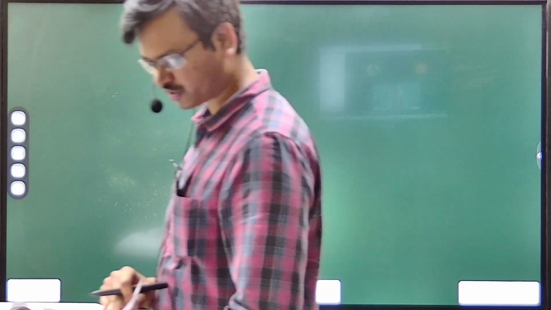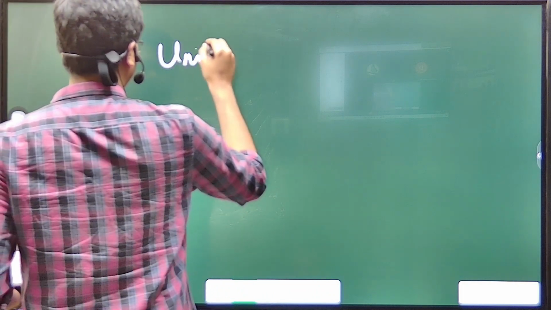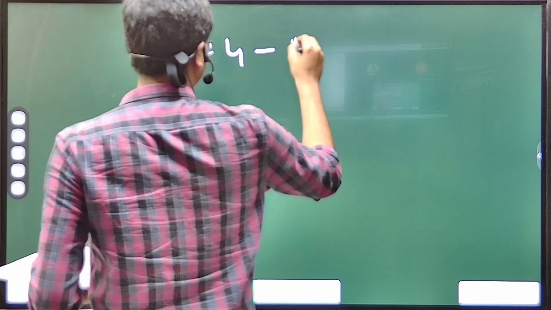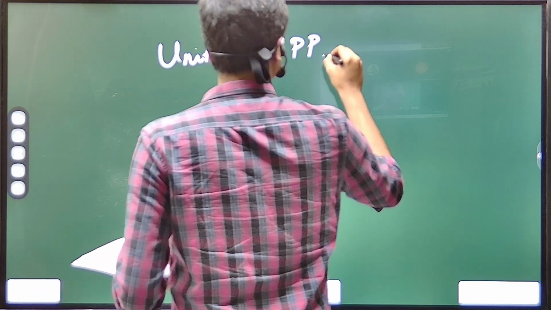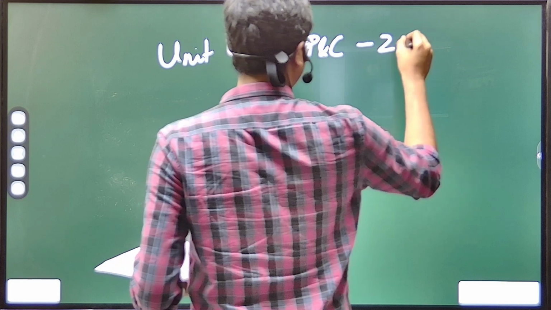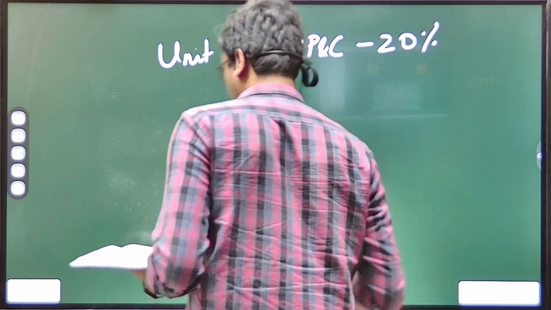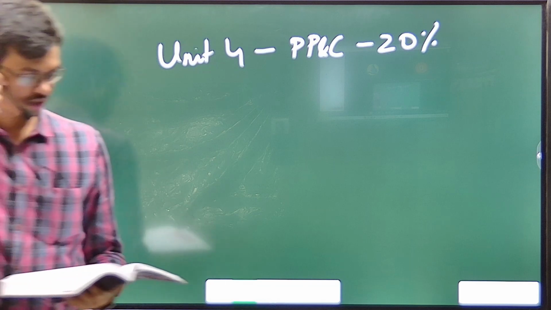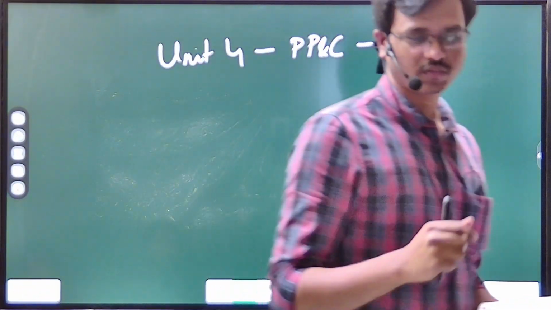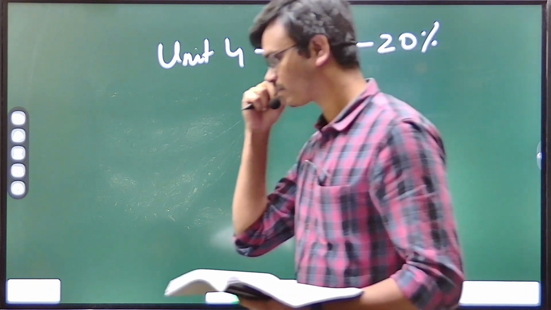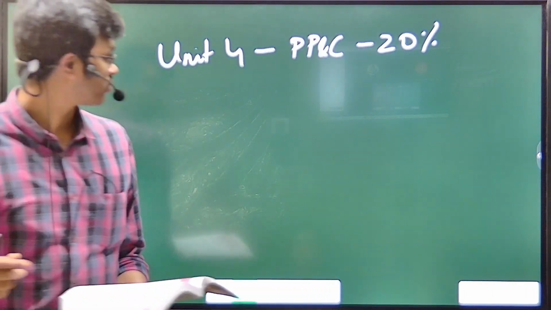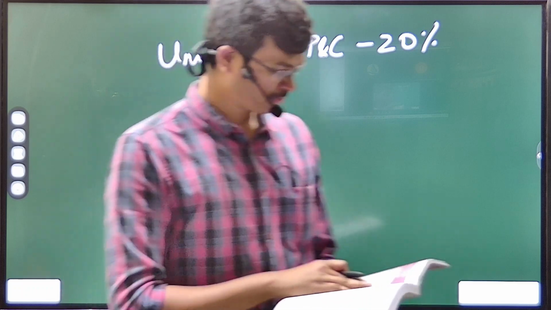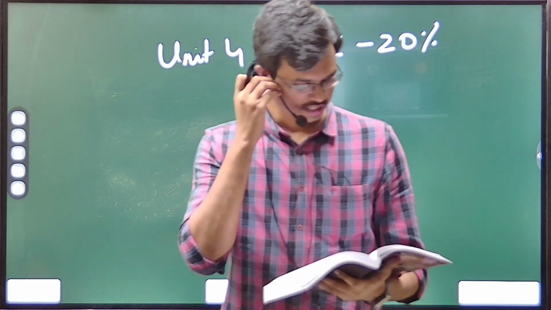We will be starting unit number 4, which is applications of operation research. This is an important unit, unit 4. This is PP and C. This consists of 20% weightage. So this is an important unit, so kindly attend the classes for this unit. You can score maximum in this unit. Okay, so let us start today's class.